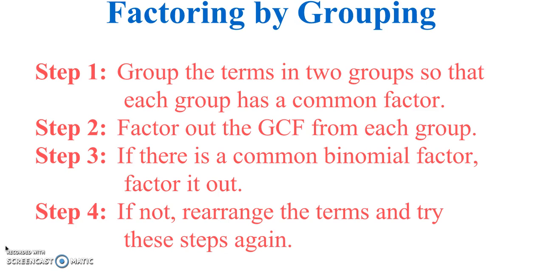Now in grouping, in order to factor out by grouping, first we have to factor out the greatest common factor. If there are common binomials, you factor that out. If not, you rearrange the terms and try to do these steps again.